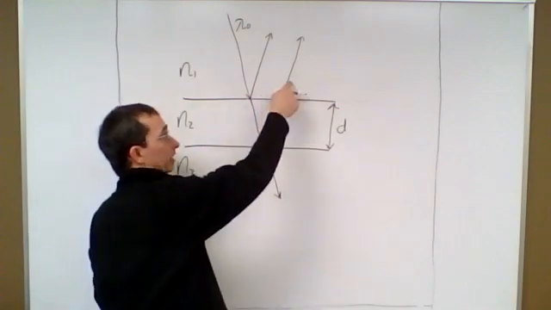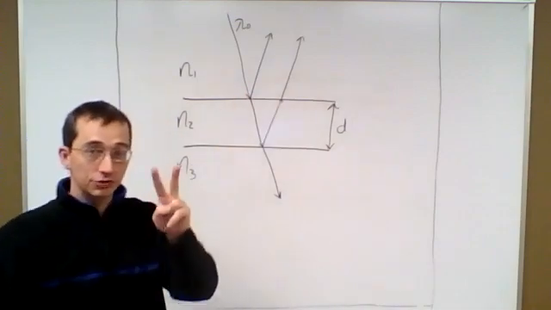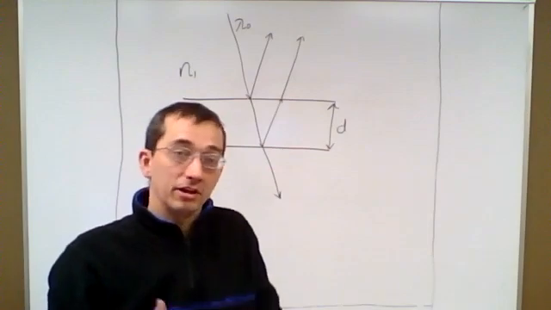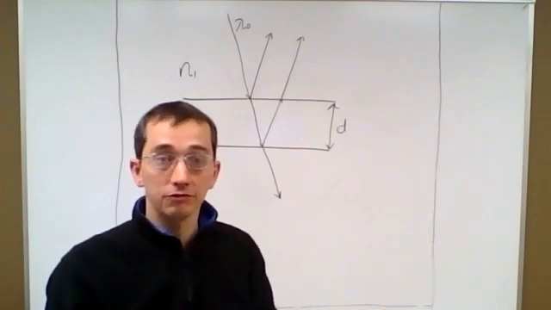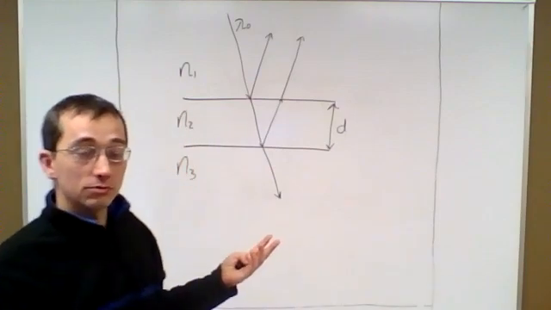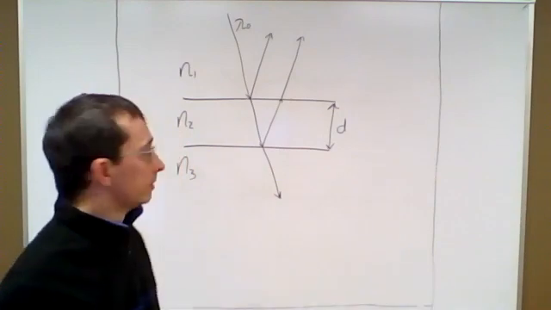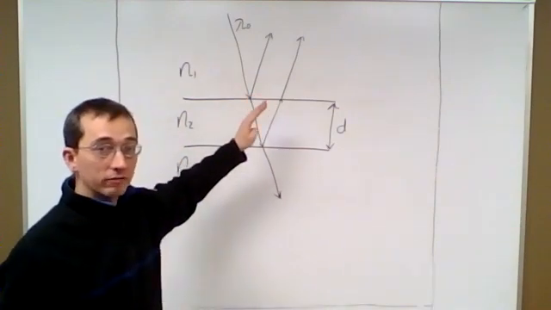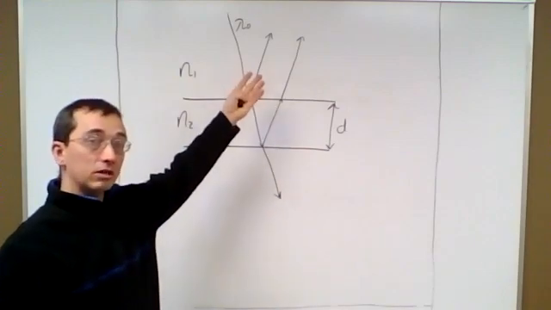Because this ray that came back out had to travel an extra distance of 2D, it could be out of phase from the original one, or it could have gotten back in phase, as long as that distance was some multiple of a wavelength or some multiple of a half wavelength. So if it's some multiple of a half wavelength, then they would have been out of phase. If it's some multiple of a full wavelength, they would have been in phase.